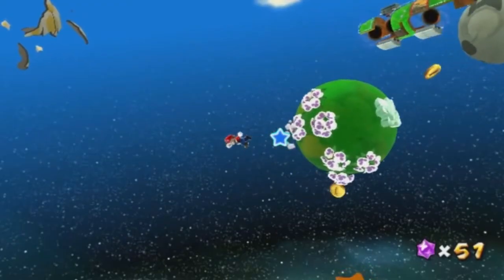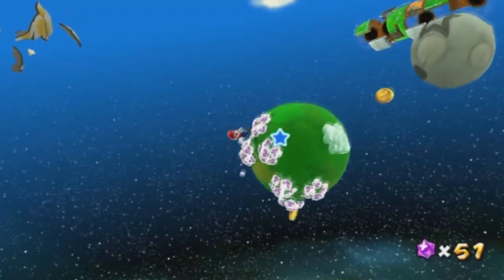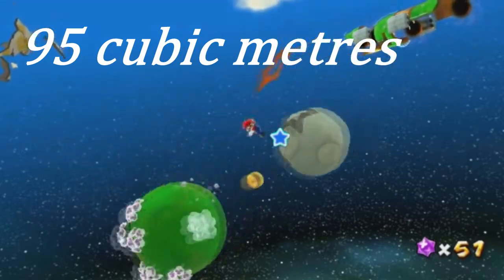Using him as a scale then, we can work out three things. Mario's jump height, 2.6 meters, the radius of the planet, 2.8 meters, and the distance between Mario and the planet's center, 5.4 meters. Using that, we can work out the volume of our mini planet as being 95 cubic meters, and we can use that number to work out a mass.